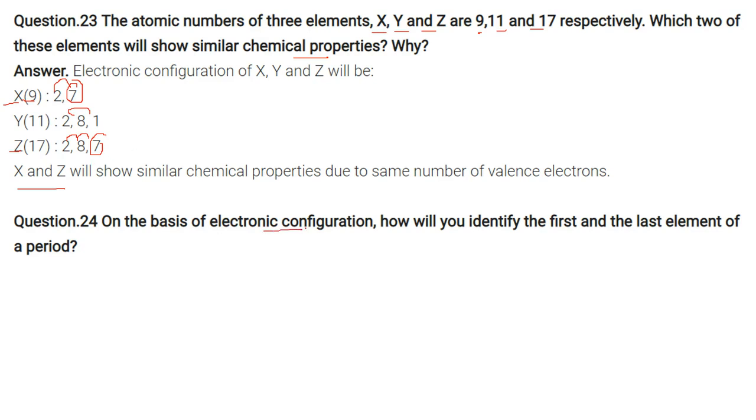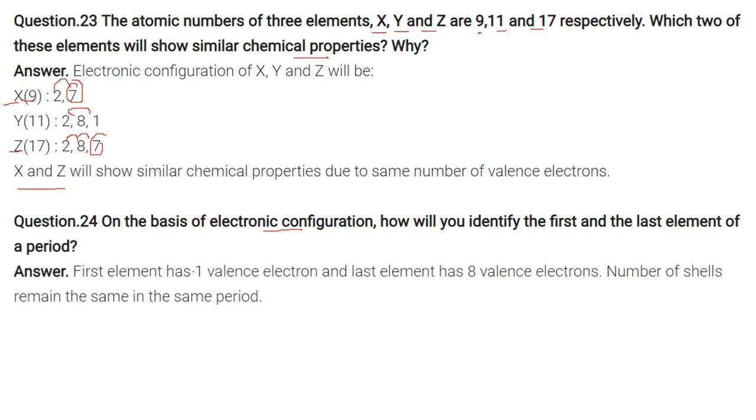On the basis of electronic configuration, how will you identify the first and last element of a period? The first element has 1 valence electron and the last element has 8 valence electrons. So the number of shells remains the same throughout the period.